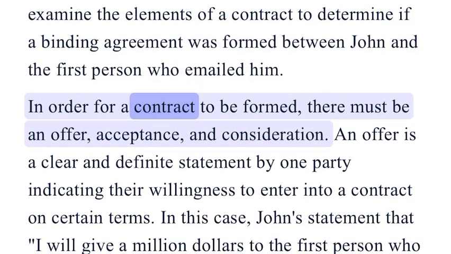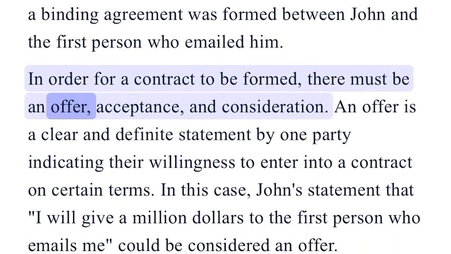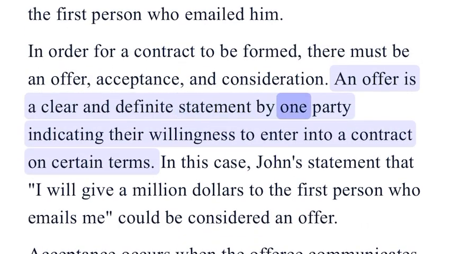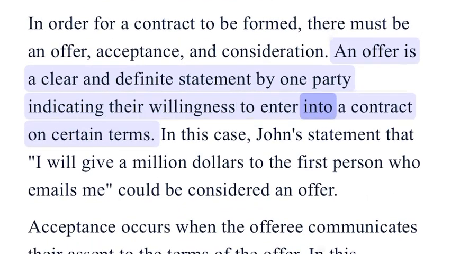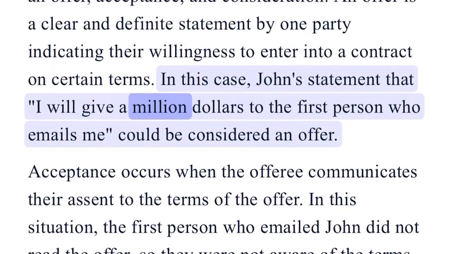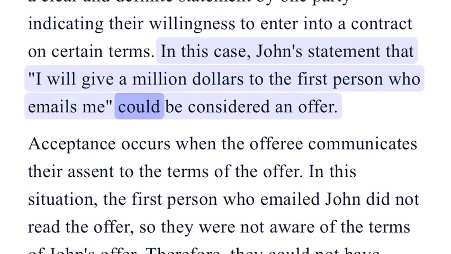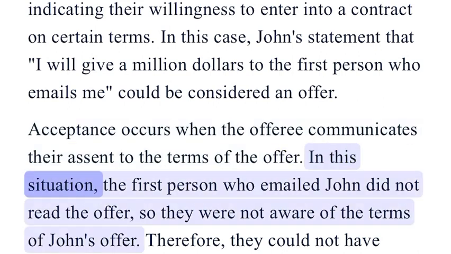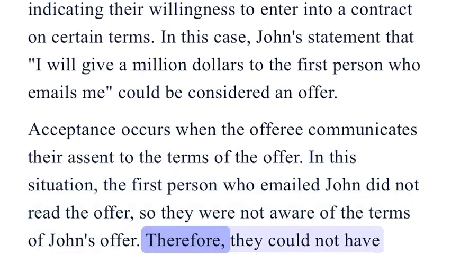In order for a contract to be formed, there must be an offer, acceptance, and consideration. An offer is a clear and definite statement by one party indicating their willingness to enter into a contract on certain terms. In this case, John's statement that "I will give $1 million to the first person who emails me" could be considered an offer. Acceptance occurs when the offeree communicates their assent to the terms of the offer. In this situation, the first person who emailed John did not read the offer, so they were not aware of the terms of John's offer. Therefore, they could not have accepted the offer and no contract was formed.